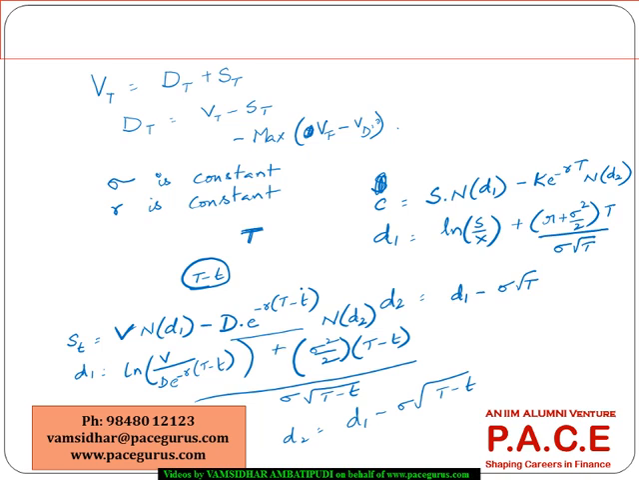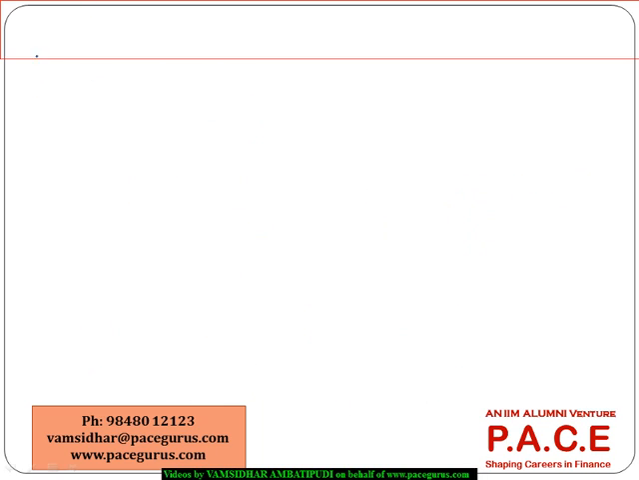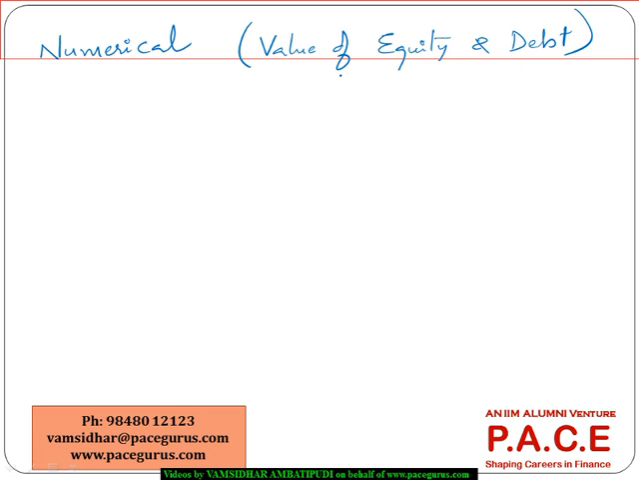So from here I can find out the value of equity, and also the value of the debt. Probably it's easier to take one numerical example to try solving this kind of situation. My intention is to find out the value of the equity as well as the debt, these two things.